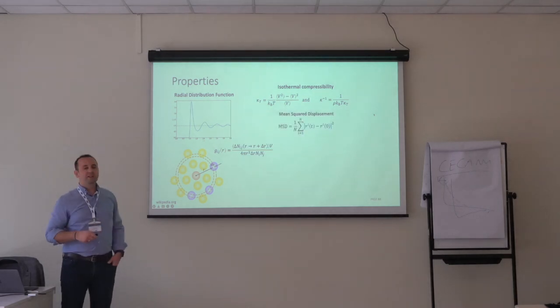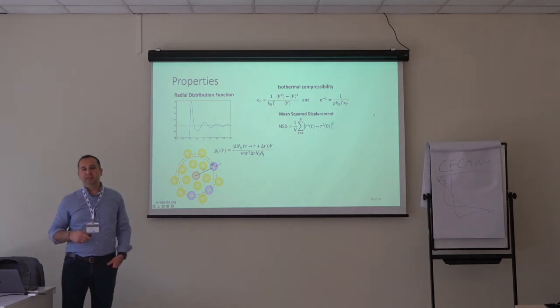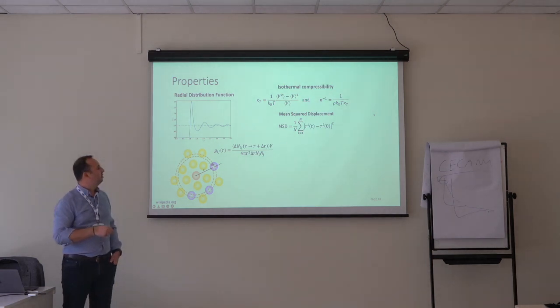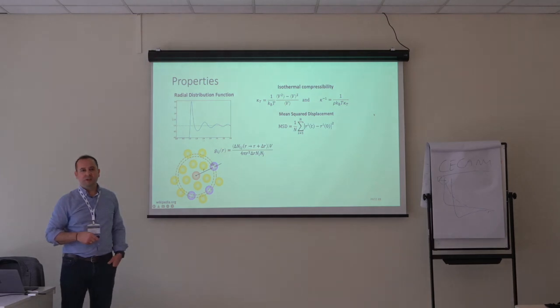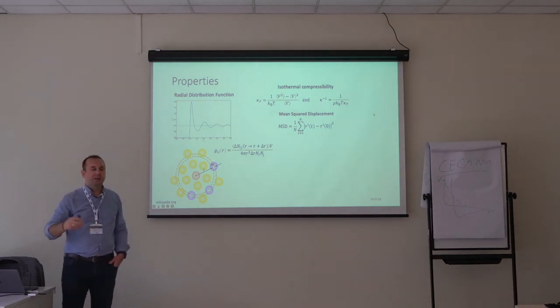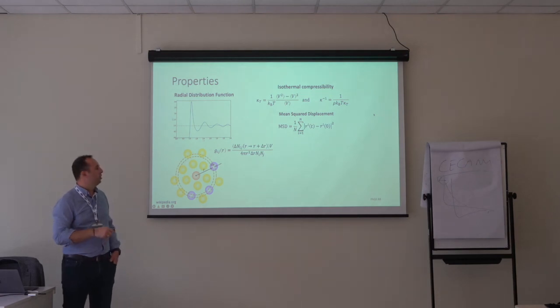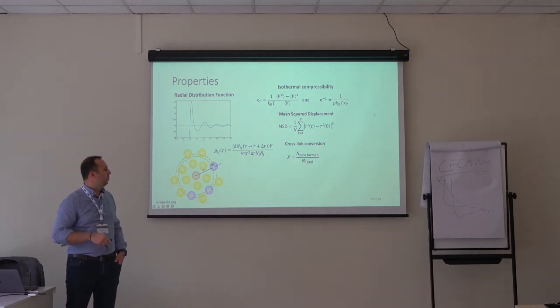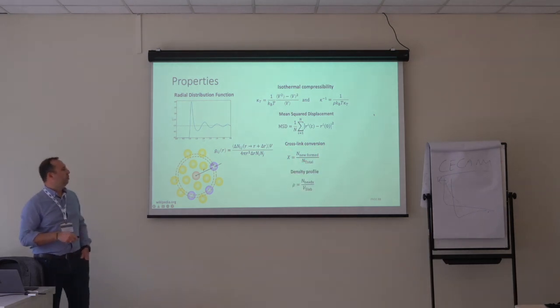We will also plot mean square displacement and the diffusion of the beads. Well, the average diffusion, of course, we can also compute for particular beads. We will also compute cross-link conversion for the last case. That is the number of cross-linked beads over N total, and that's the profile.